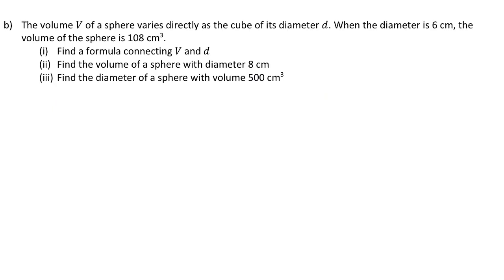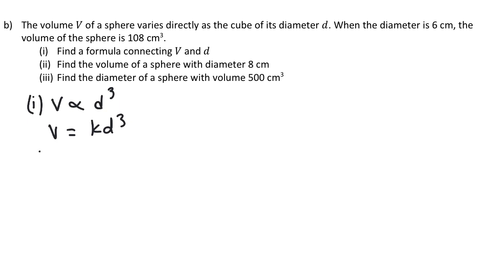Example B, the volume of a sphere varies directly as the cube of its diameter. So what we have then to begin with is volume varies directly means is proportional to the cube of its diameter, and the cube of a diameter is going to be d cubed, where d is the diameter. So that means that v equals kd cubed.